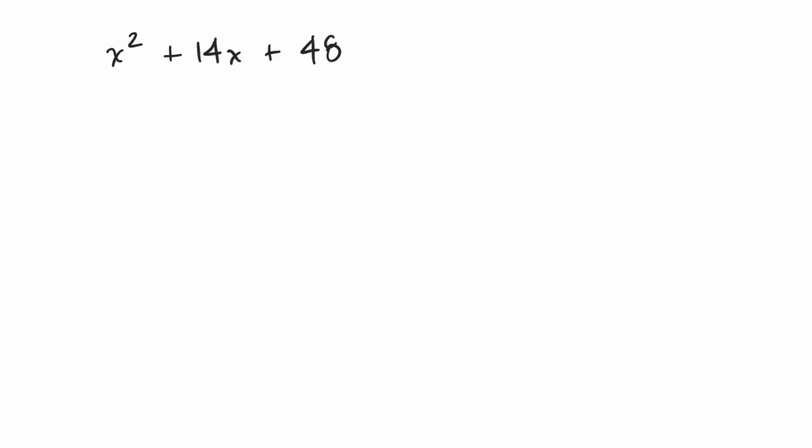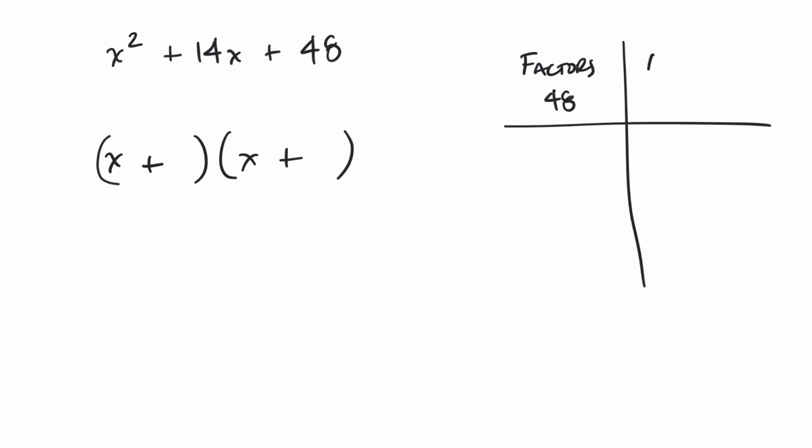Okay, this one's going to have a little more options when we're trying to find factors of 48 that add up to 14. So we know we're going to have x times x plus something. So x plus something times x plus something. So it's going to be factors of 48 that add up to 14. Okay, so factors of 48, 1 and 48. So that's going to be 49, so that's a big no.